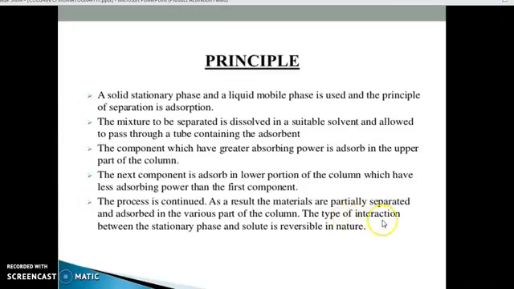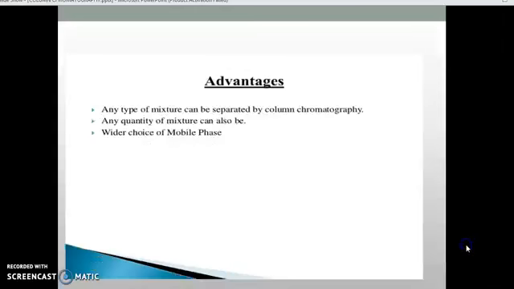Now the interaction between the stationary phase and the solute is reversible in nature. Keep in mind that it is reversible in nature. It may happen that the solute gets out.